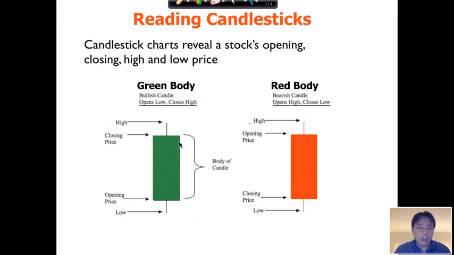So this entire area is called the body of the candle. And when you see a green candle, the base of the body is the opening price, all right? So that's the opening price. And the top of the body is the closing price. So the way you would read it would be open, close. So again, it closes above the open. So it's bullish, it's going up, right?